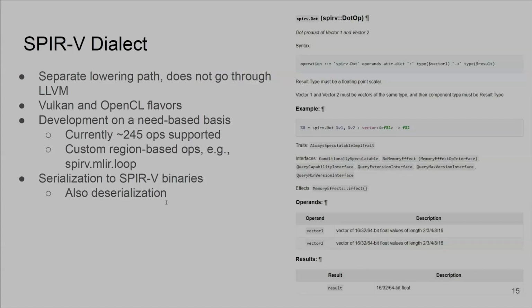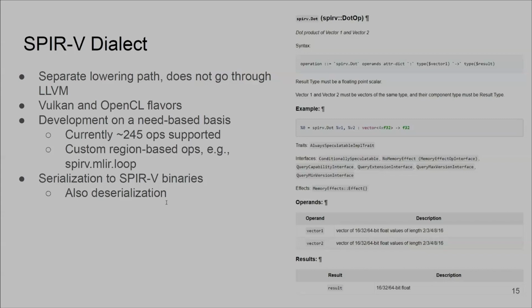At the end of the day, we serialize the SPIR-V dialect representation into the SPIR-V binaries. And we also have support for deserializing so that we can load SPIR-V binaries and have them represented in MLIR. I have an example of the dot operation on the slides. And you can see that there's some documentation that's being auto-generated. We benefit from MLIR because we write the grammar, but it will implement parsing and printing for us. We can define our own verification logic.